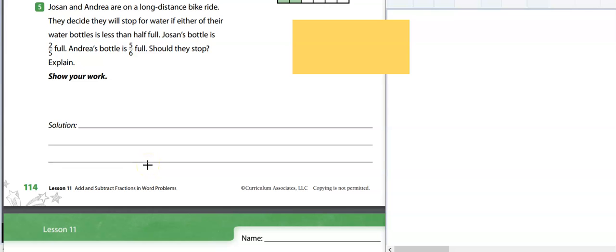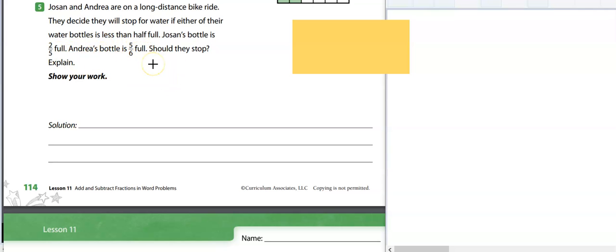Hi boys and girls. Our next question says, Josan and Andrea are on a long distance bike ride. They decide they will stop for water if either of their bottled water is less than half full. Josan's bottle is 2/5 full. Andrea's bottle is 5/6 full. Should they stop?